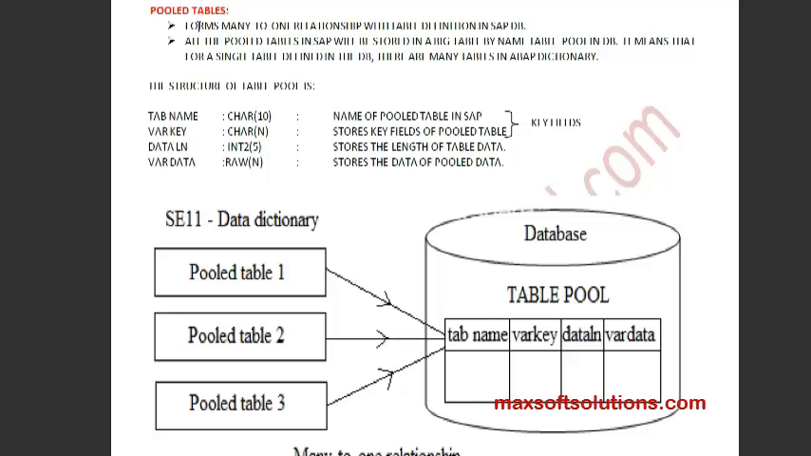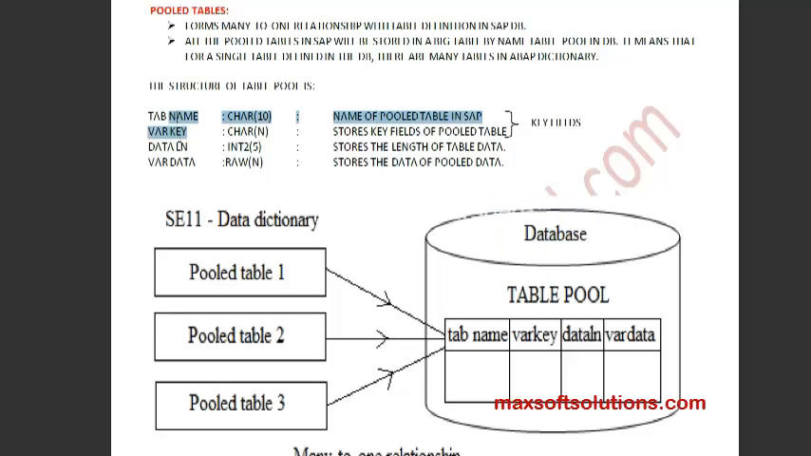So now I have given the definition as it forms many-to-one relationship. There are many tables in our application layer. All these tables will be stored in a big table called table pool. That's why I have given the definition as it forms many-to-one relationship with the table definition in the SAP database. All the pool tables in SAP will be stored in a big table by name table pool in the database. It means that for a single table definition in the database, there are many tables in the ABAP dictionary.